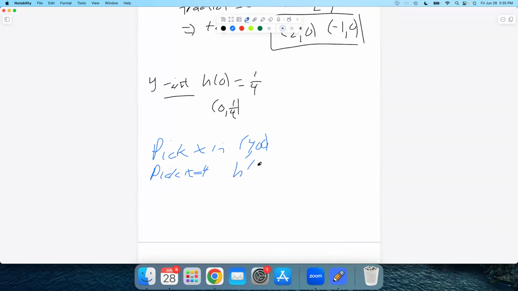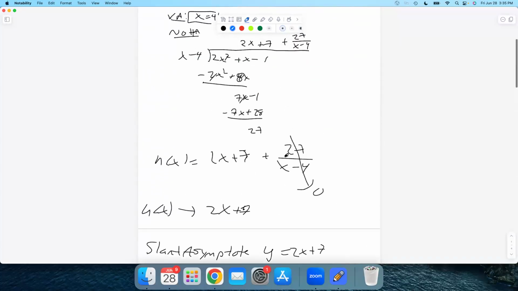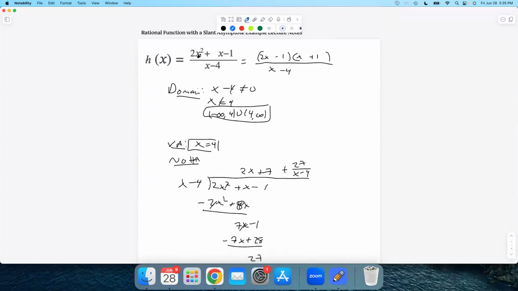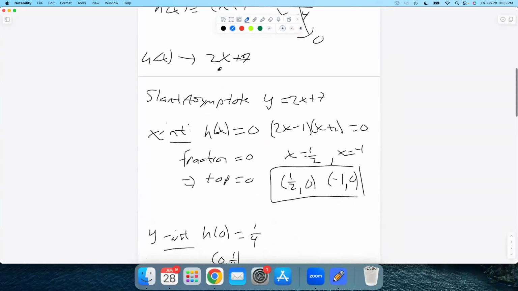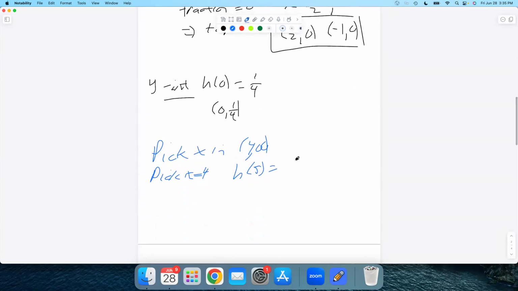All right, h(5). So we're going to plug into the original. We can probably do this in our head. What do we get there? 25, so 55, 54 over 1. So we get 54. So that means I know the point (5, 54) is on the graph.